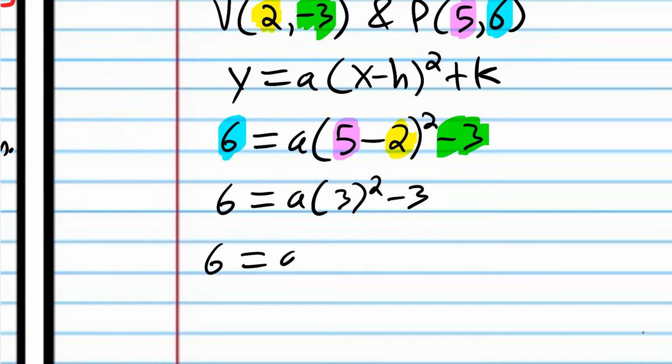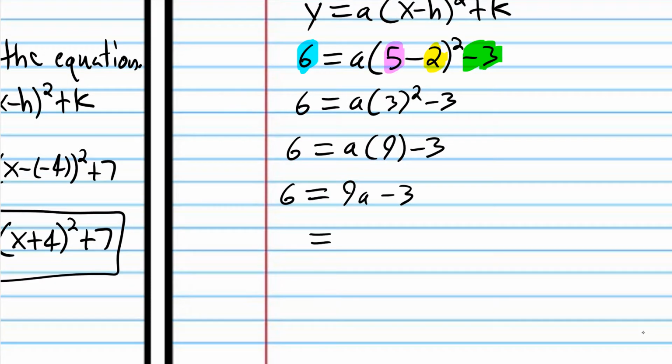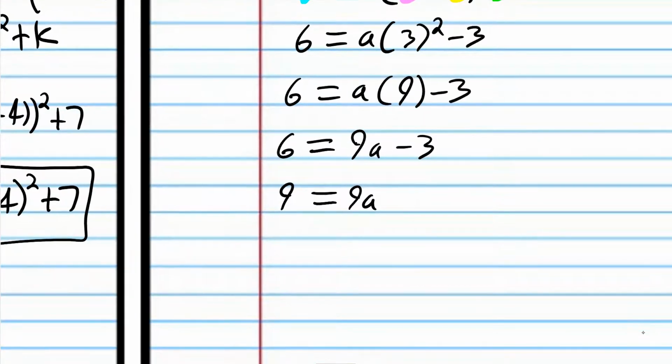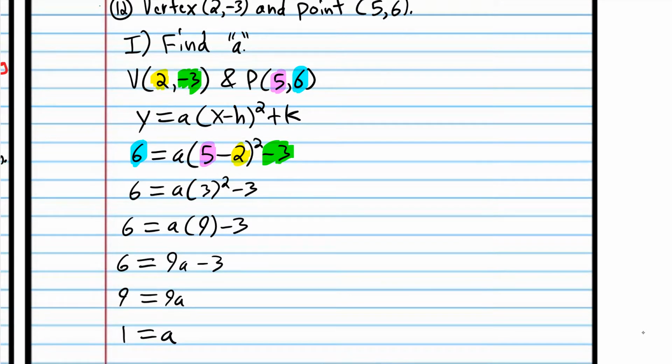3 squared is 9. And you don't have to do this step. In fact, you don't have to do a lot of these steps to find the answer, but I'm just going to put that 9 in front of the a. That's traditional. So we see that a is equal to 1. Now we just have to find the equation, or write the equation, however you want to say it.